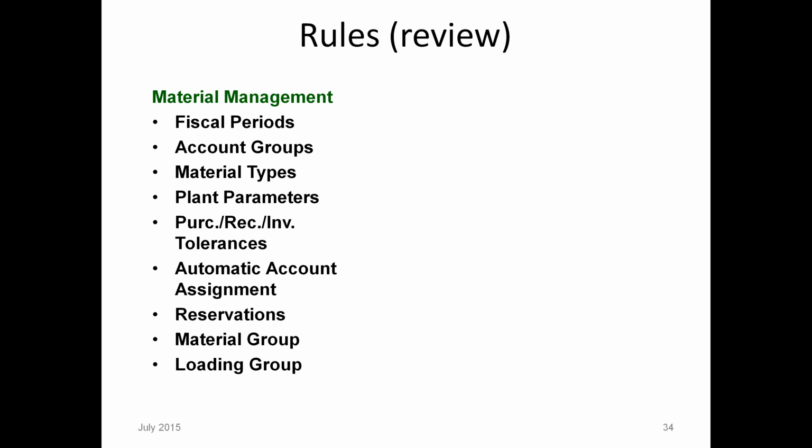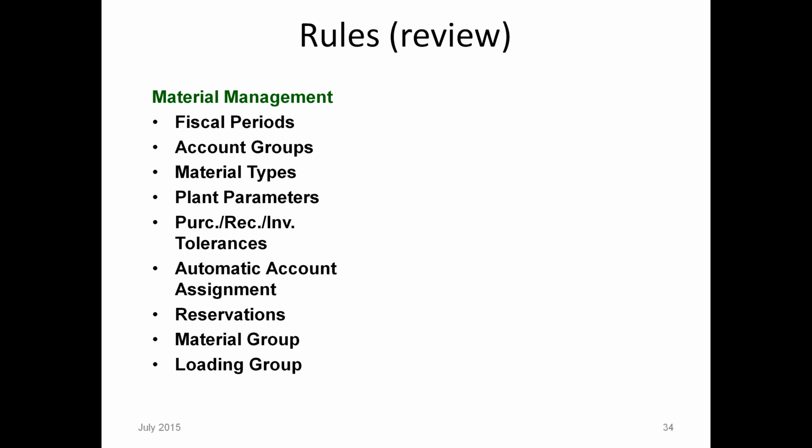Plant parameters define which views will come in. Then you have purchasing, receiving, and invoice tolerance. That means what tolerance you will allow in the material master. So if the purchase order is created, say for 100, and the goods receipt tolerance you have allowed in the material master is 10%, you can receive up to 110. After that, your system will block any goods receipts. So all those things you can block. These rules define what is allowed.